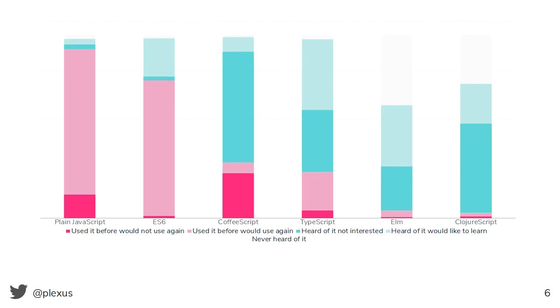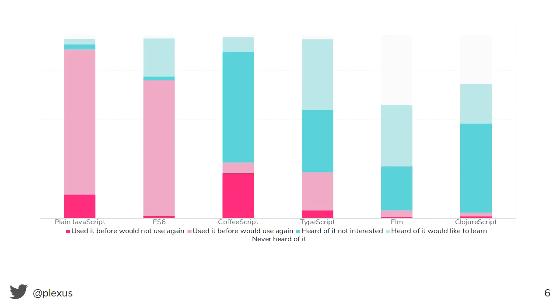This corresponds roughly with the JavaScript user survey from last year. I know that the legend is very small, but basically from the left it's plain JavaScript, ES6, CoffeeScript, TypeScript, Elm, ClojureScript. And then the bright pink is used it but would not use it again. The light pink is used it and would like to use it again. The dark blue is heard of it but I'm not interested. And the light blue is heard of it and I would like to learn it. And then the gray is never heard of it.